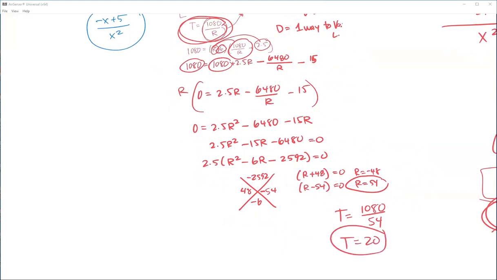So let's put this all together. It took them 20 hours to get there originally, and they went at an average rate of 54 miles per hour. On the way back, it took them 22 and a half hours, and they went 48 miles per hour, right? Because you subtracted 6. All right. Cool.